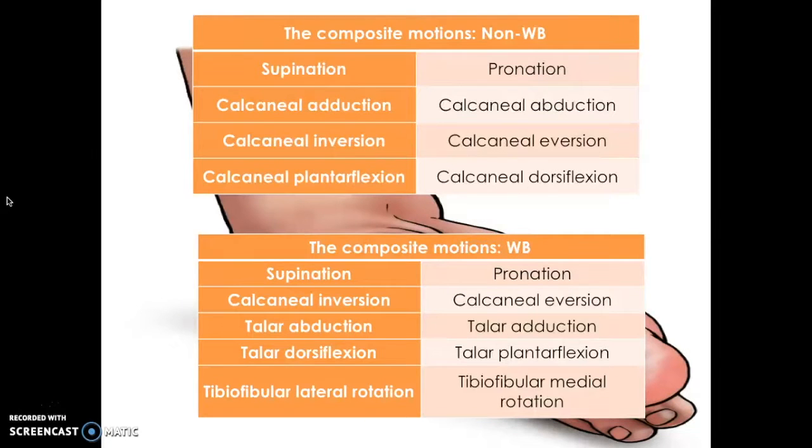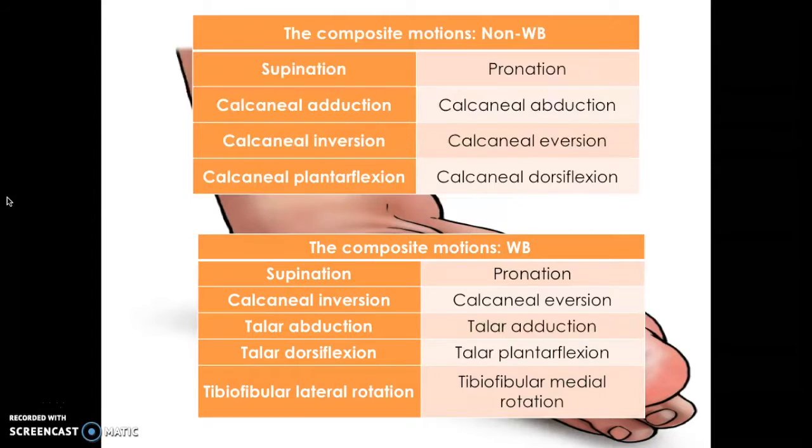Next slide. So, the composite motion naman, pag non-weight bearing. So, pag supination, you have calcaneal adduction, inversion, and plantar flexion. So, for pronation, it's just the reverse of that. So, meron kang abduction, eversion, and dorsiflexion ng calcaneus. The composite motions naman, pag weight bearing, supination would be calcaneal inversion, talar abduction, talar dorsiflexion, tibiofibular lateral rotation. And then, again, just the reverse for weight-bearing naman na pronation.